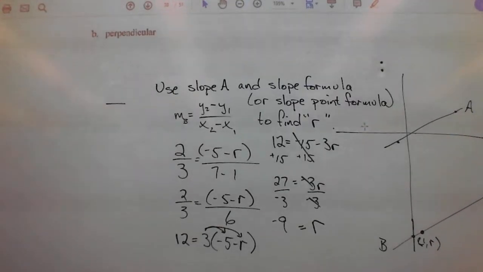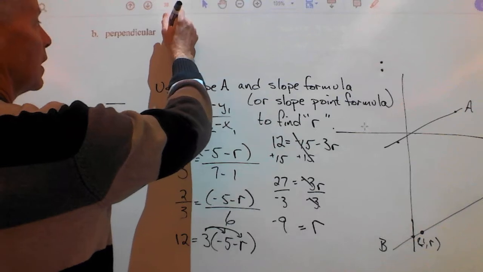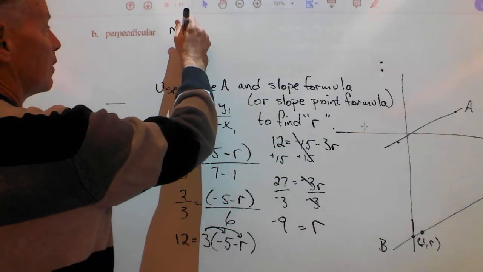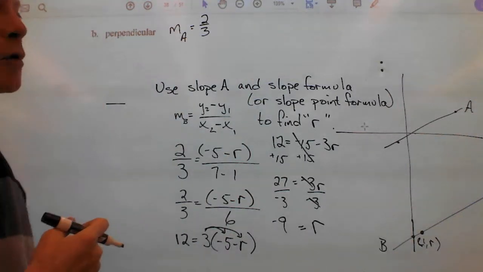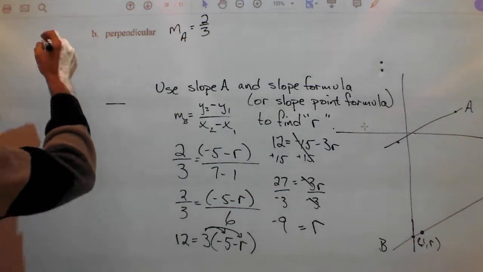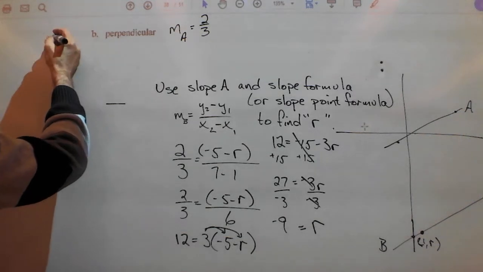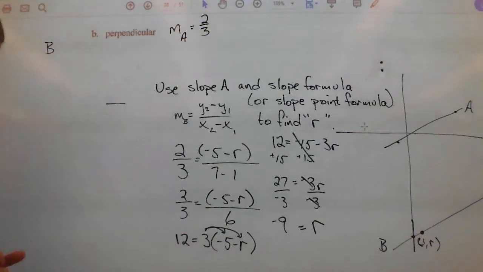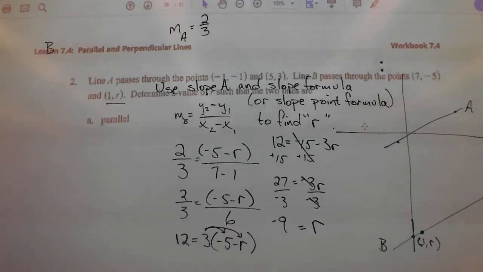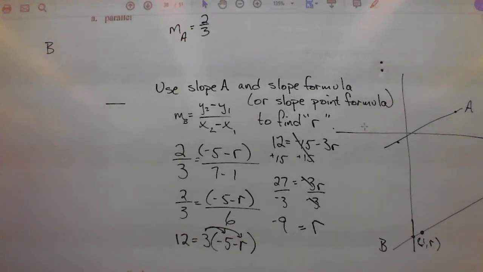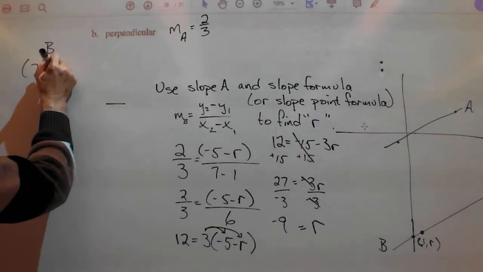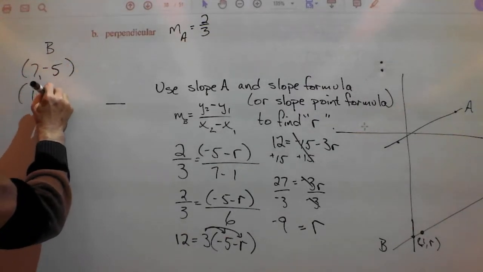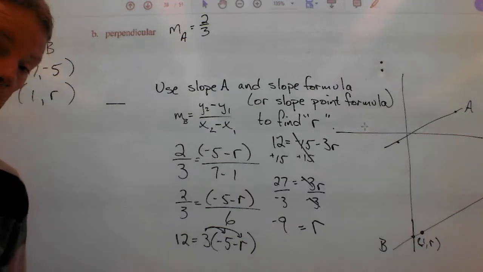Perpendicular. Okay, so I'm just going to very quickly remember our slope of A was 2 over 3. Now, because these lines are perpendicular, just let me write my coordinates out for line B. It was 7, negative 5, and 1, r. Okay. So 7 and negative 5, 1 and r, because we're going to need to use those.